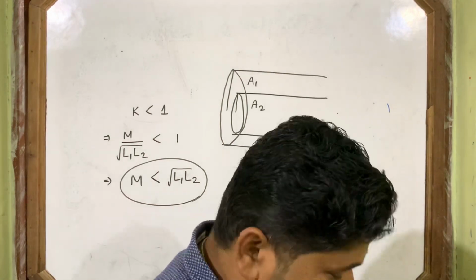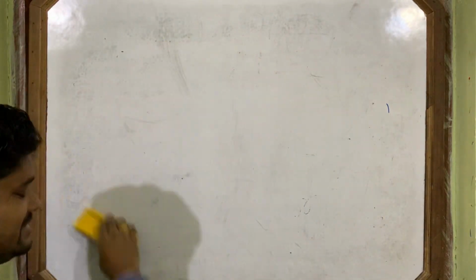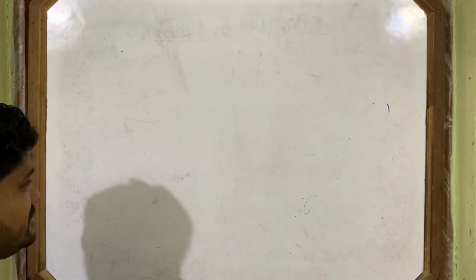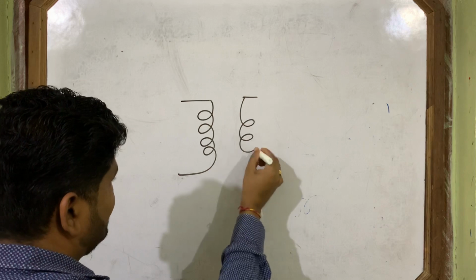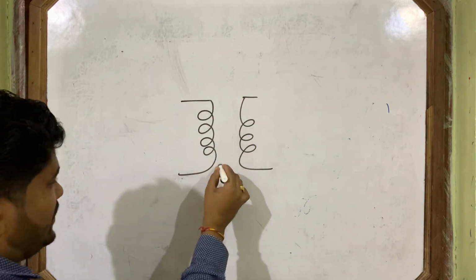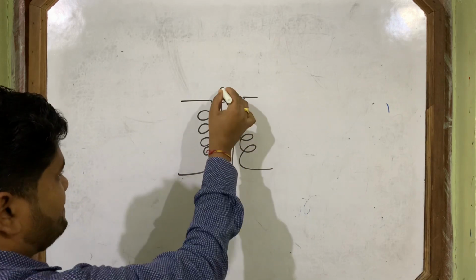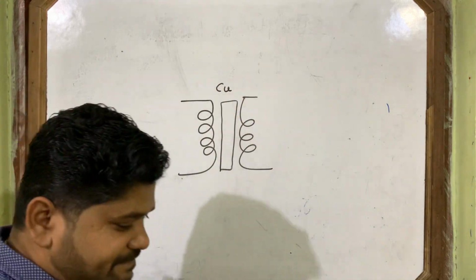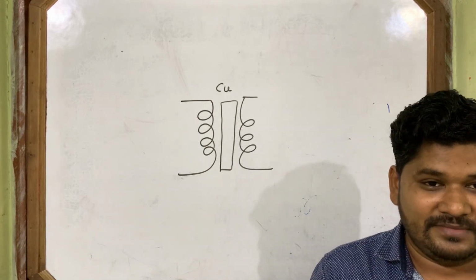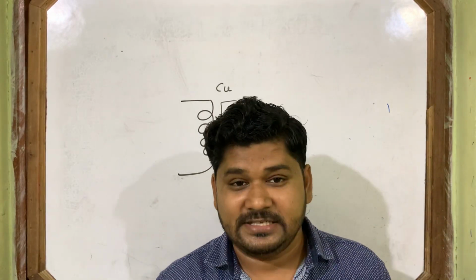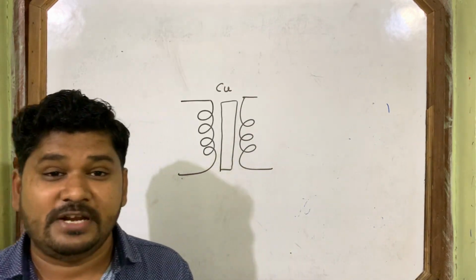Another question I want to give you as homework, which always comes in exams. Two coils are there. If I take one copper sheet in the space left between them, what happens to their mutual inductance? This question also always comes in exams. If I take one copper sheet between them, what happens to the mutual inductance?